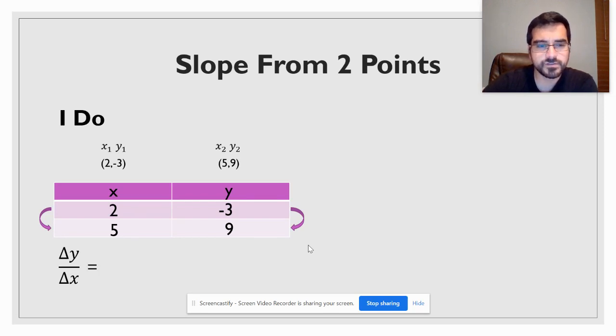And I know this is equal to changing y over change of x. So changing y is in my numerator spot, which would be these numbers right here, 9 minus negative 3. And for my x values, they're going to go in my denominator spot, which is 5 minus 2.